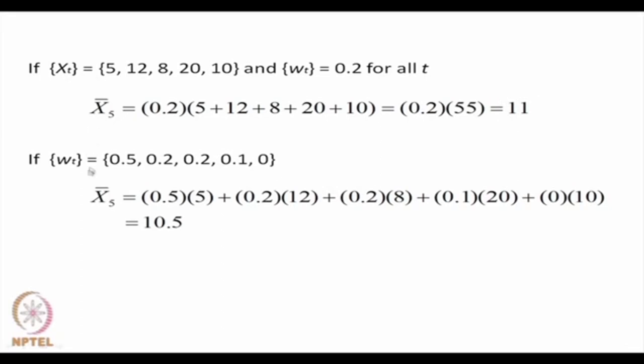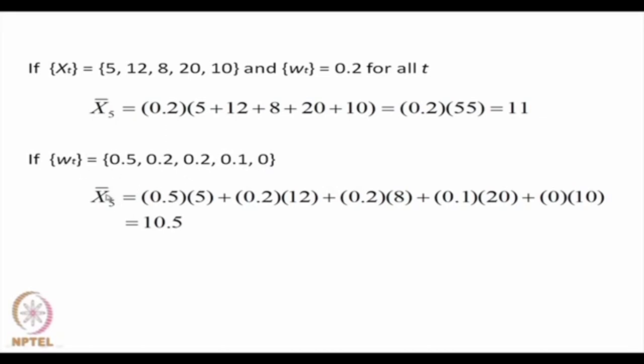But suppose the weights are different. Suppose that we give highest weight to 5, that is 0.5, 0.2 to 12, 0.2 to 8, 0.1 to 20 and 0 to 10. You can see that each one of them is greater than or equal to 0 and they add up to 1: 0.5 plus 0.2 plus 0.2 plus 0.1 plus 0 gives 1. So, these are also weights.